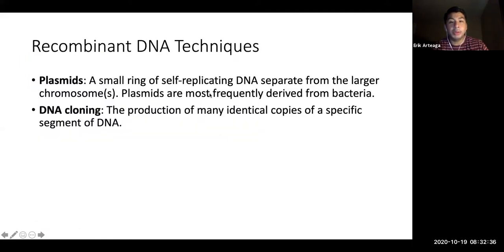All right, so recombinant DNA techniques. We talked about plasmids and DNA cloning. Plasmids, remember, are small rings of self-replicating DNA. Think of this as almost like a computer virus in bacteria. This DNA is separate from the genome. Just think of it as another separate, like nucleus almost, or another separate genome they have. It's like a baby genome inside of that cell.